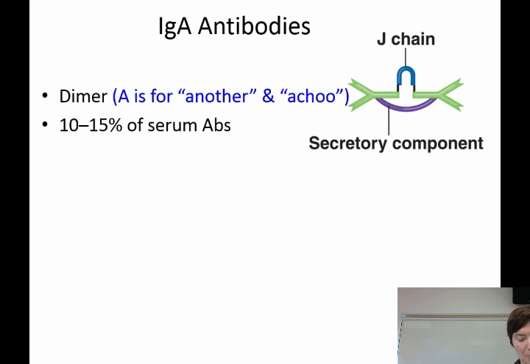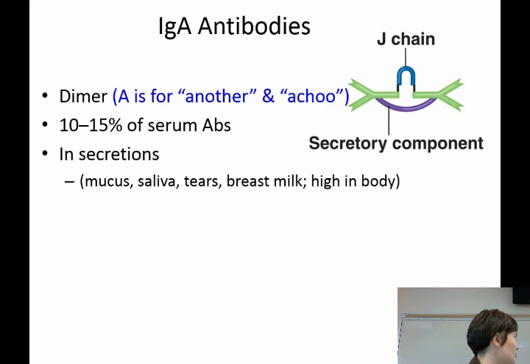They're also found in other places, but they're about 10 to 15% of the serum antibodies in your bloodstream, but they're primarily found in mucus. They're found in saliva, tears, they're found in breast milk, and they're very high in the body.